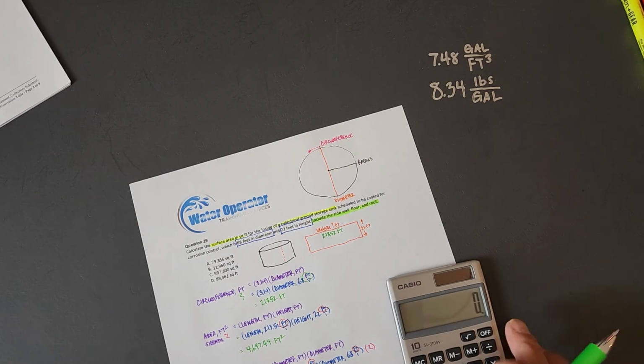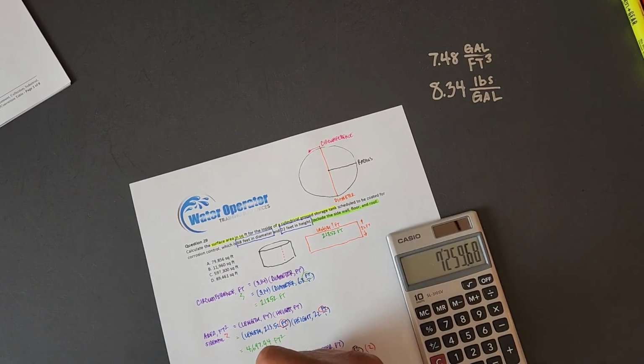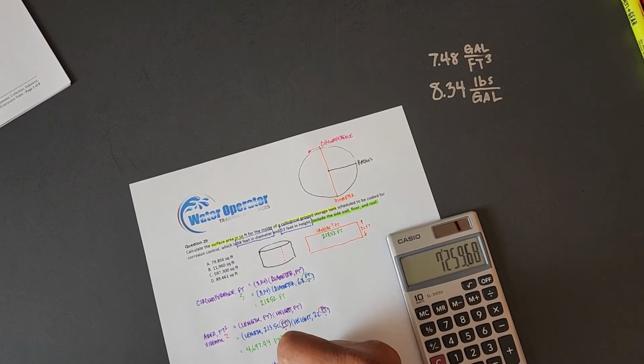Let's get rid of that. 0.785 times 68 times 68 times 2 gives me 7,259.68 square feet.